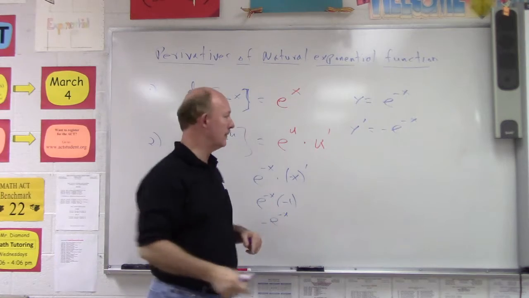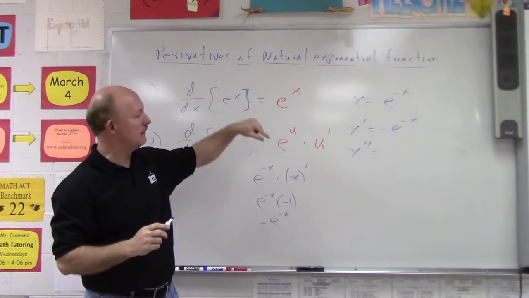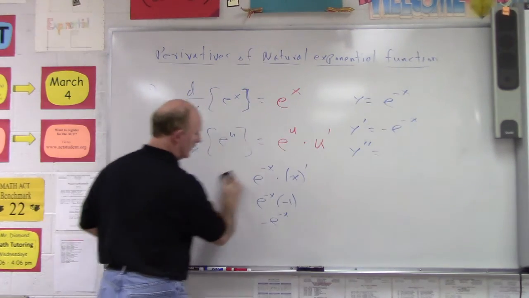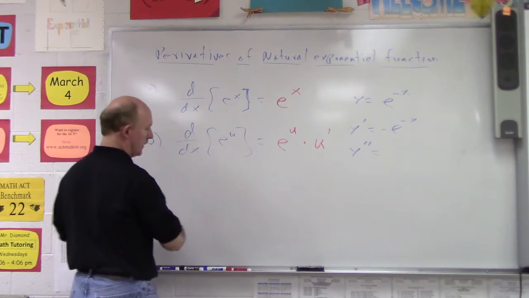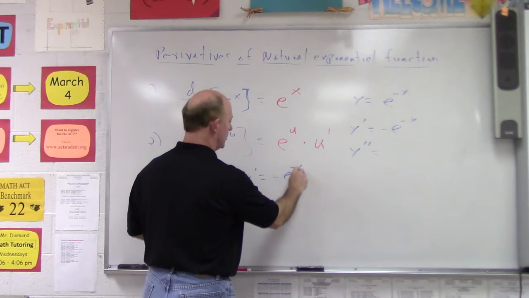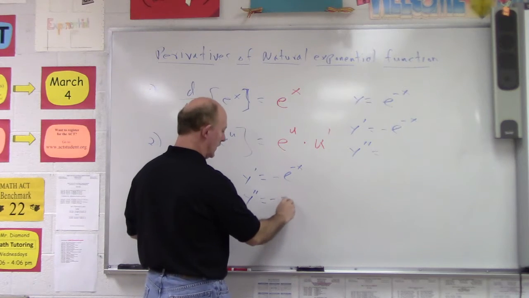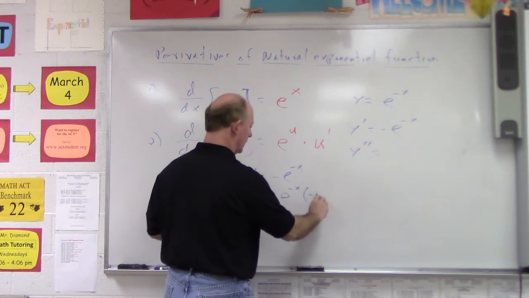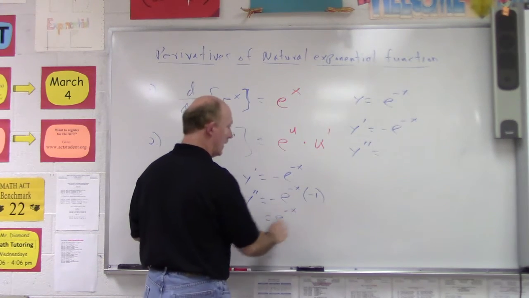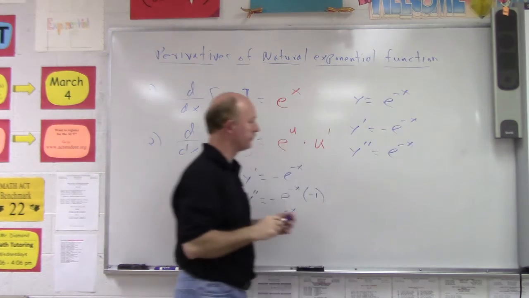Now, look at the second derivative. What if we need to get the second derivative of e to the negative x? The first derivative, y prime, is negative e to the negative x. So when you take the derivative again, the second derivative will be negative e to the negative x times negative 1. And a negative and a negative gives us e to the negative x. So the second derivative here is e to the negative x.